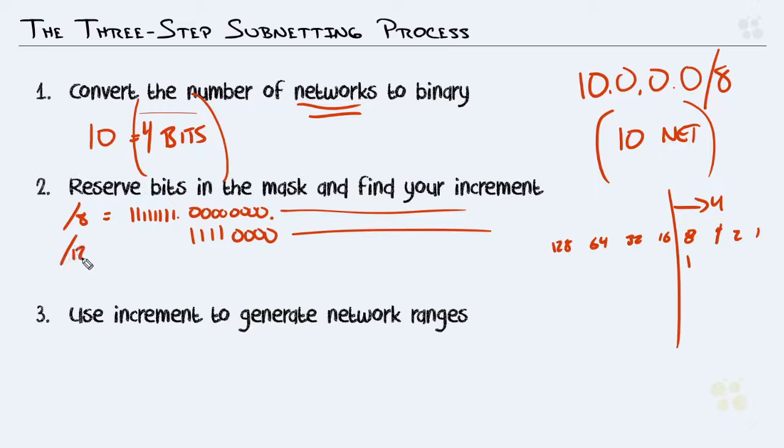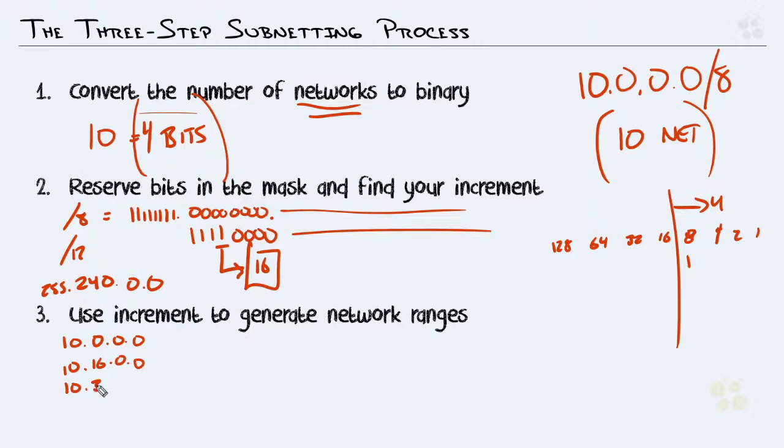We move to a /12 or 255 dot. What'd that be? 128, 64, 32 would be 240. That's 0. And you'll get used to adding those numbers together real quick. Increment is a 16, right? 128, 64, 32, 16. So we go here. 10.0.0.0 is where we begin. 10.16.0.0. These are big networks. 10.32.0.0, right? Well, we can stop right there. That's our 3 networks that we needed.